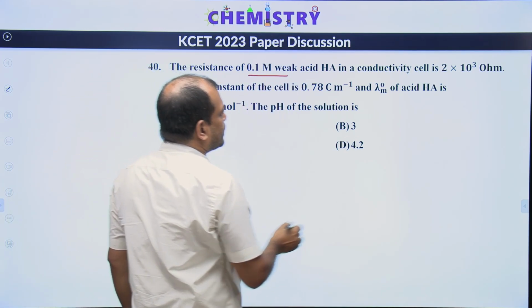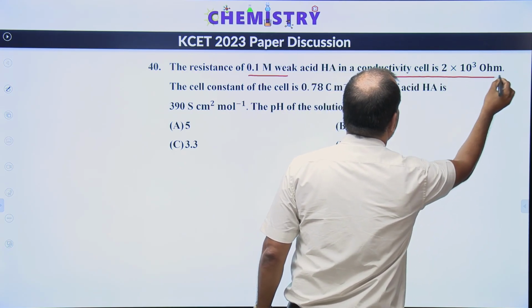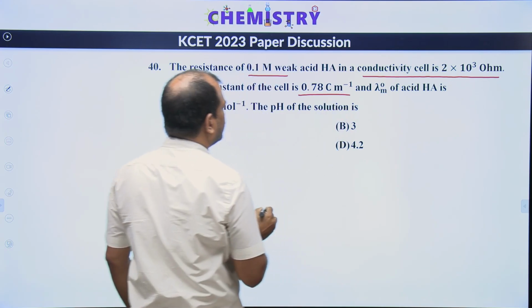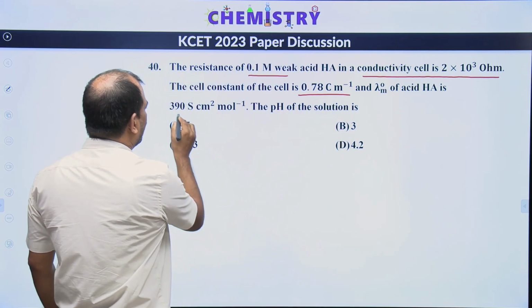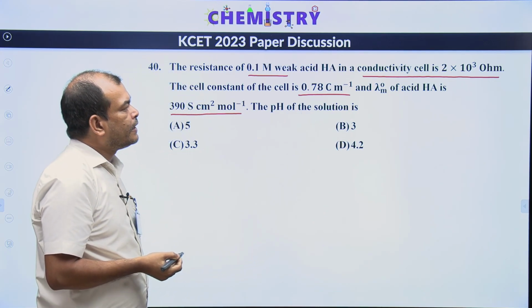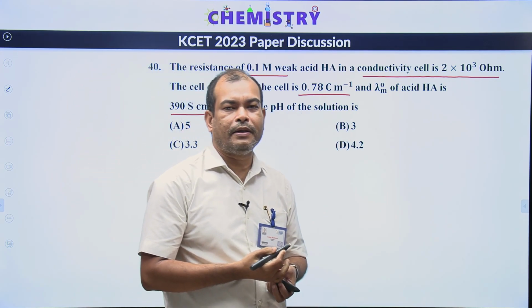0.1 molar weak acid, the conductivity of the cell is given. Cell constant value is also given to you. Now the lambda naught value is also given. Now you have to find out the pH of the solution. Let's see how you can find the pH of the solution.